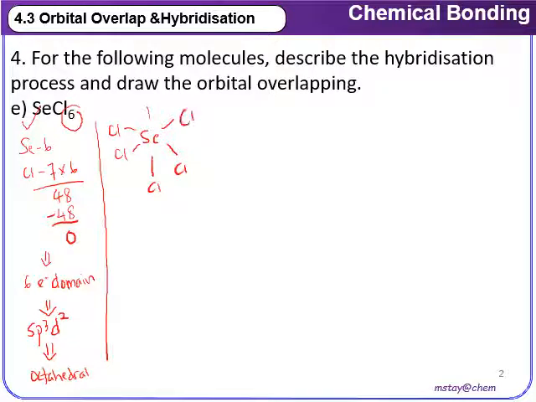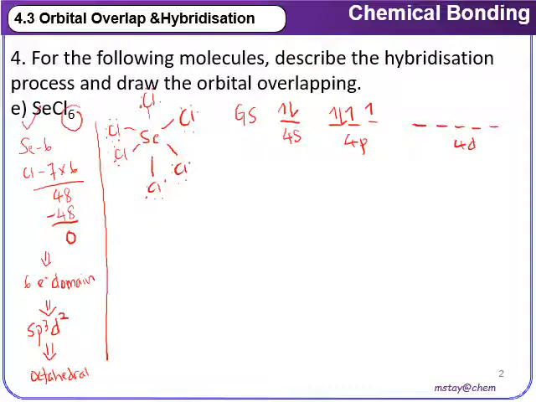Cl, all these 6 are Cl, each with 8 valence electrons. So SeCl₆: Se is an element in period 4. We start with the ground state. So we have 4s, 4p, and also 4d orbitals. 6 valence electrons: 2 in the 4s, and then follow Hund's rule. 1, 2, 3, 4, 5, 6.